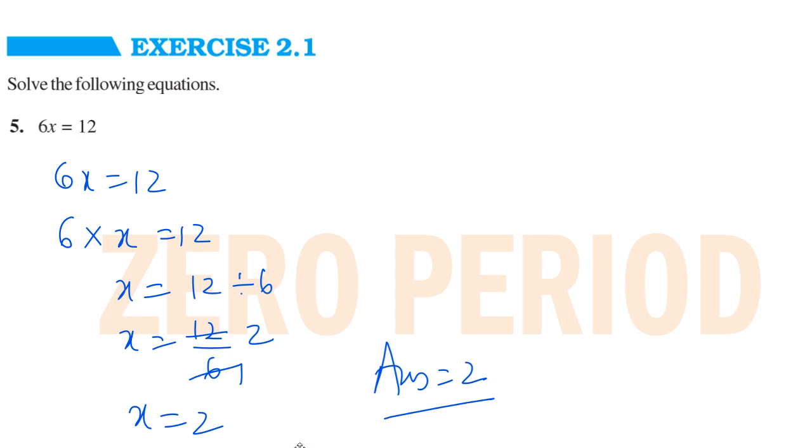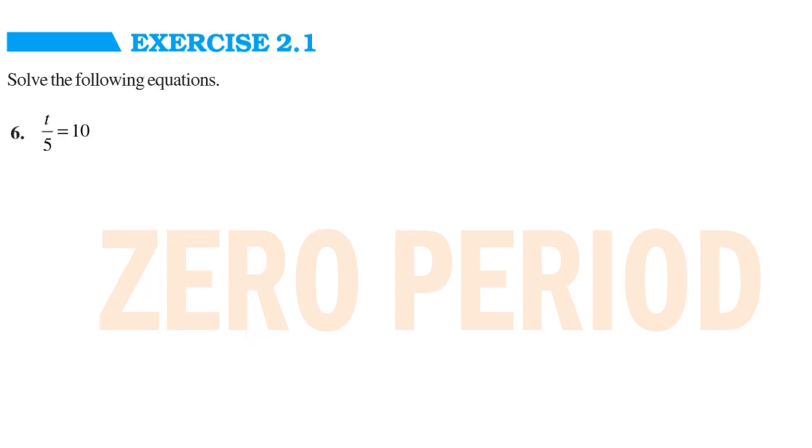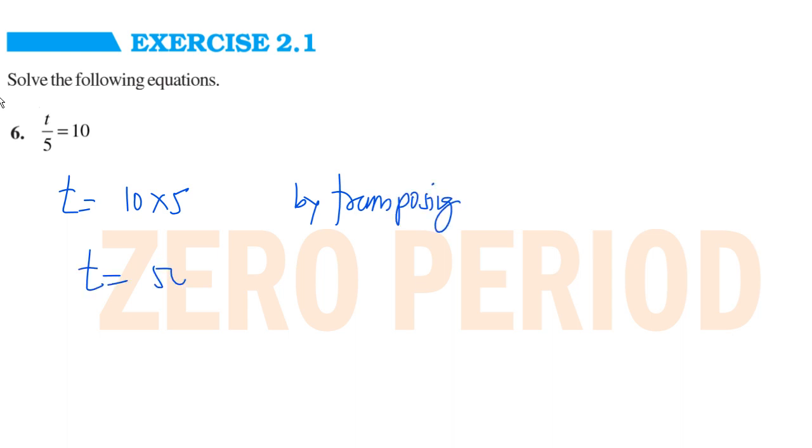Let us move to question number 6. Question number 6, t by 5 is equal to 10. We need to transpose this 5 to the right hand side. I am going to write down the question in this way by transposing. t is equal to 50. So the answer is only 50, nothing else.